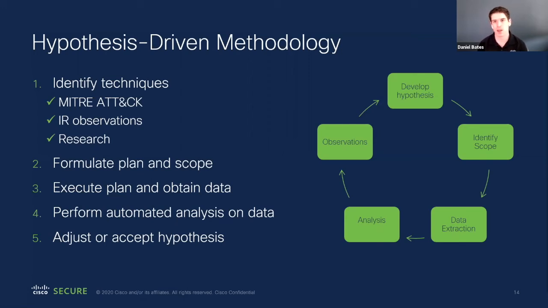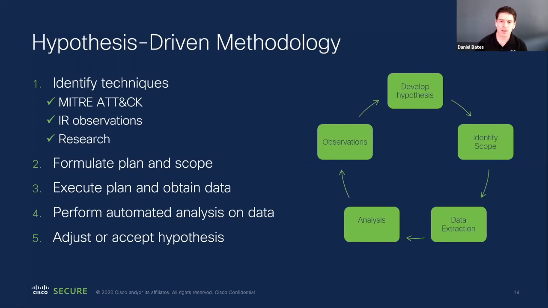So in our example, we were talking about persistence techniques in the registry. That's an example of a hypothesis where we don't know exactly what we're looking for. I couldn't tell you what the key value or key data would be, but I know where I want to look. And if I look there, I'll probably find something interesting.